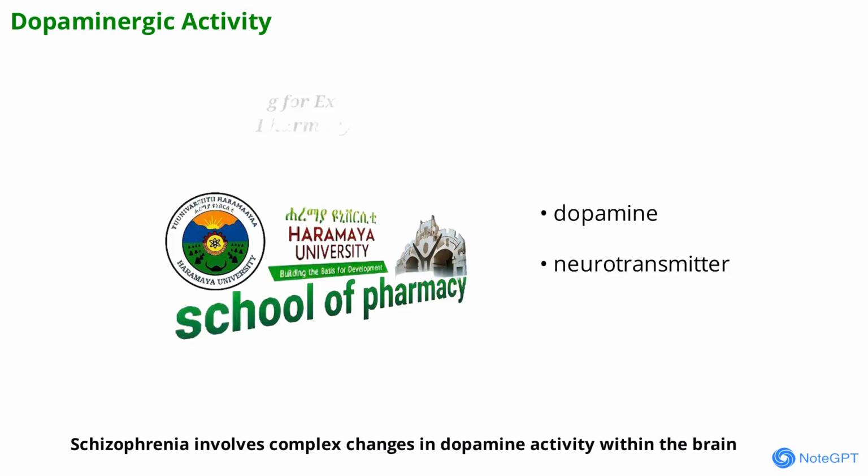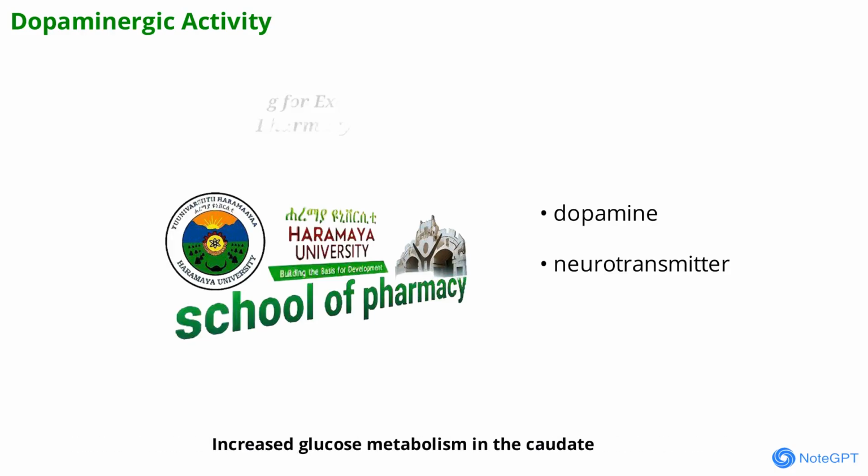Schizophrenia involves complex changes in dopamine activity within the brain. Increased glucose metabolism in the caudate nucleus is linked to dopaminergic hyperactivity, while decreased blood flow and glucose metabolism in the frontal and left temporal lobes suggest dopaminergic hypofunction. These imbalances can lead to increased presynaptic dopamine synthesis and release in the striatum, affecting D2-3 receptor availability. Such changes are central to both the positive and negative symptoms of schizophrenia.